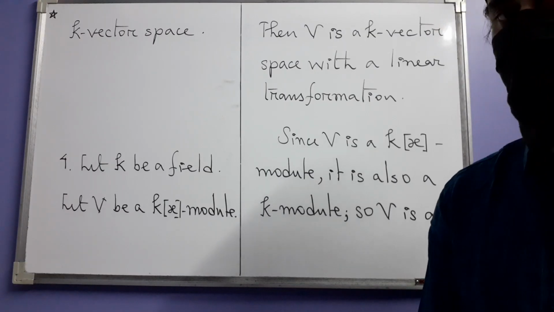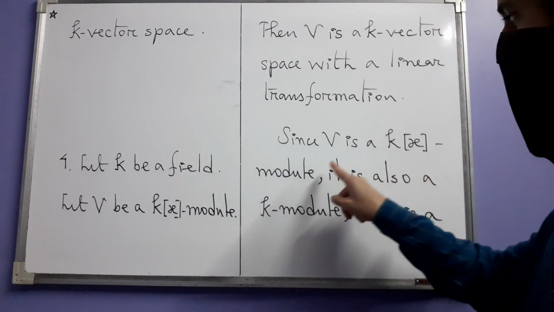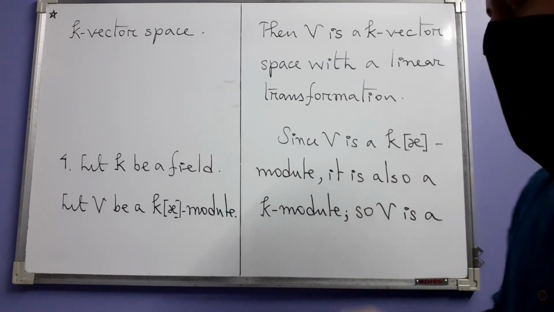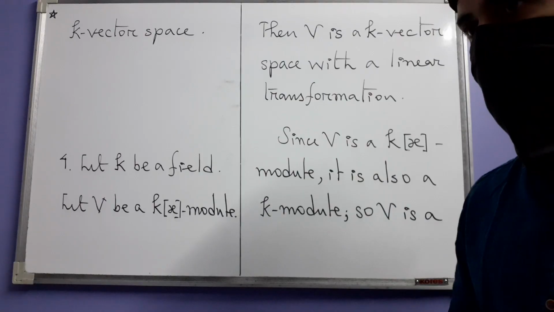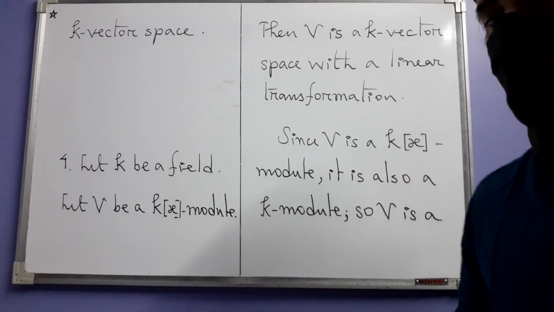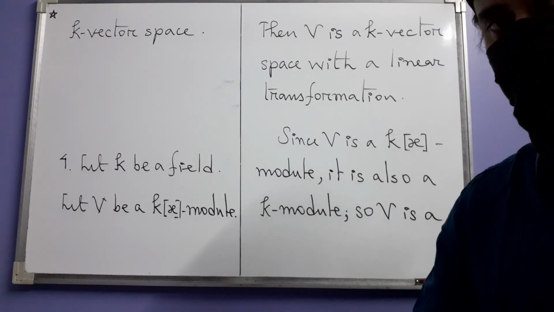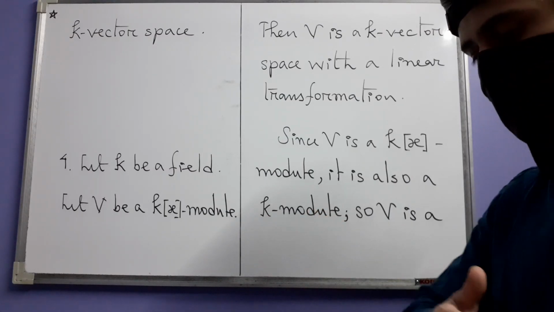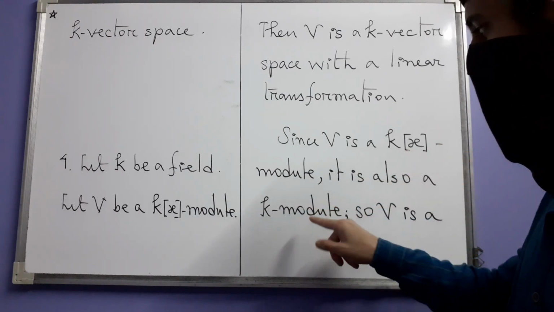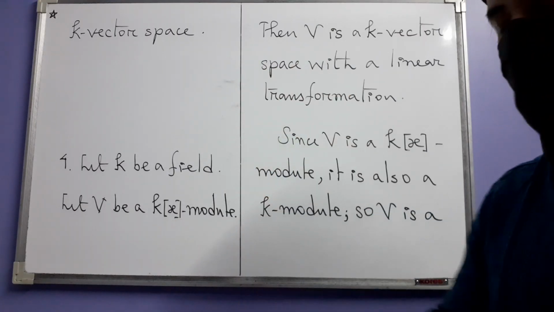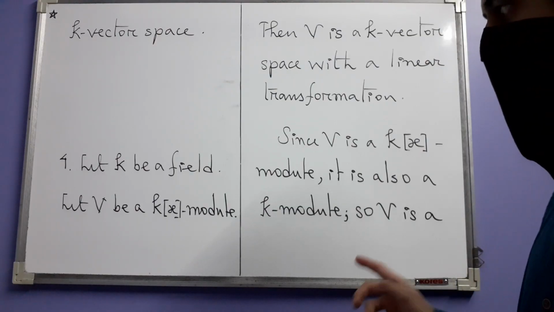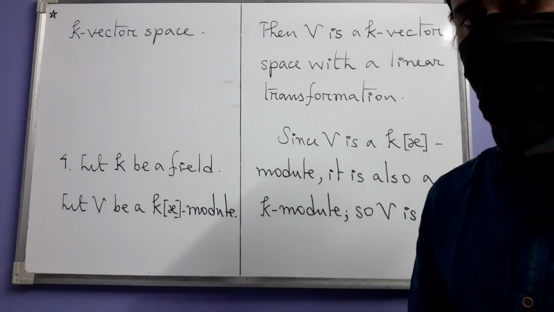You just note this simple fact. Since V is a K[x] module, V is also a K module. If instead of multiplying the elements of V by general polynomials, you multiply them by constant polynomials, in other words, the elements coming from that field, then also all the module properties are already there. So that is why V becomes a K module. But as we saw earlier, any K module is a vector space, a K vector space. So that's how V becomes a K vector space.